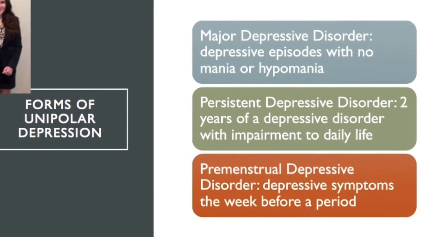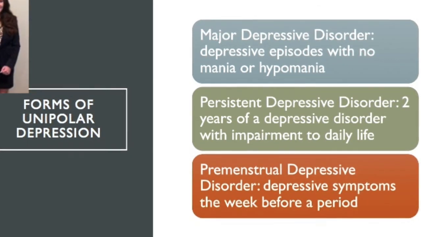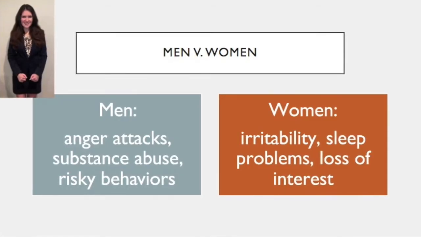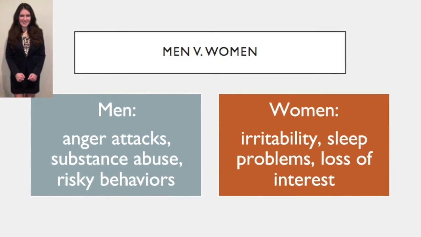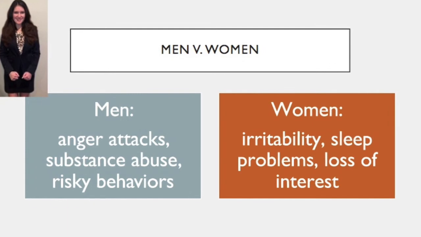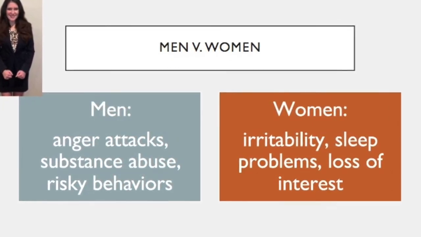Lastly, we have premenstrual depressive disorder, which is when a woman gets depressive symptoms the week before menstruation. This disorder is questioned among some psychologists, considering it puts a name to a symptom of just being a woman. This brings us to the topic of men versus women. Like I said before, not everyone's symptoms look the same. Male symptoms can look very different compared to female symptoms, and it is important to know the difference in order to make a proper diagnosis and treatment plan.